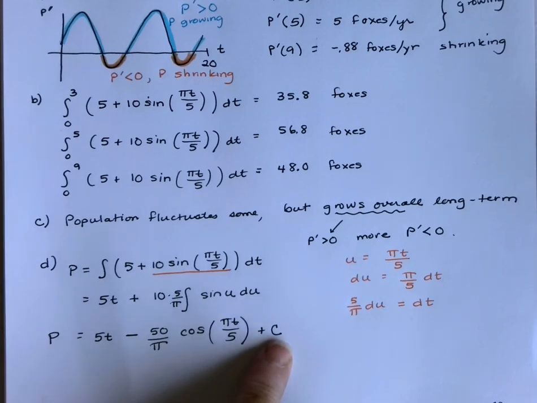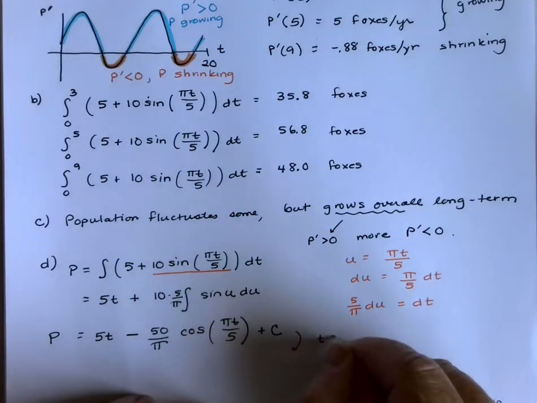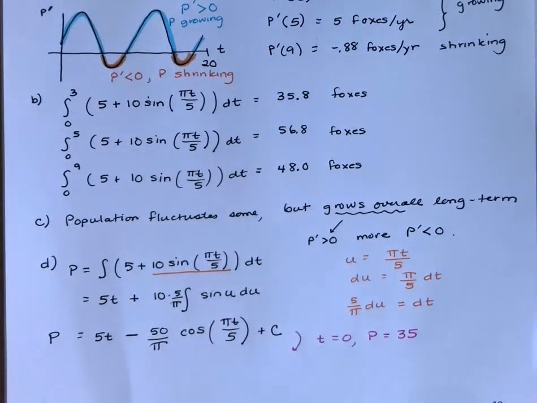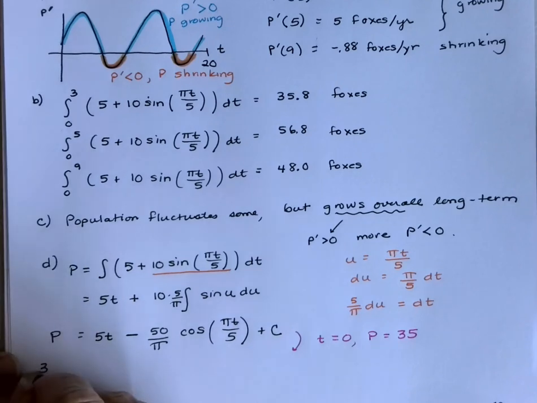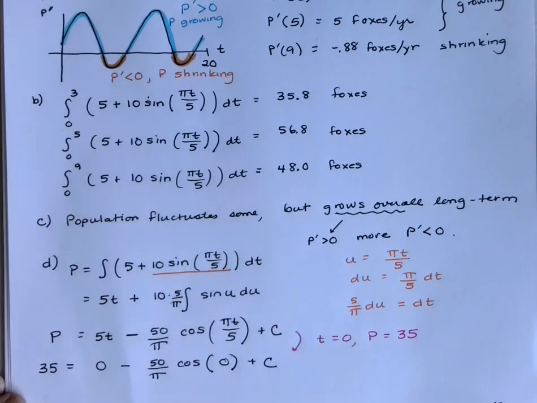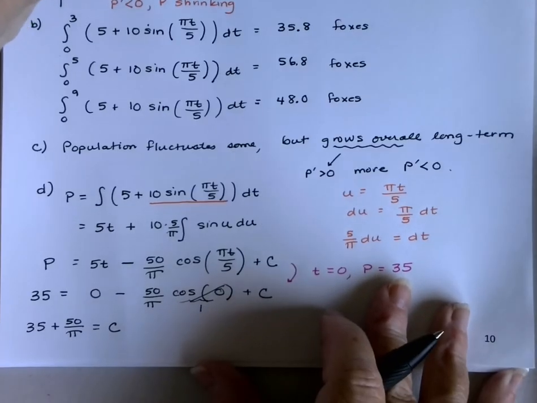Remember that we already knew that we started with 35 foxes. So I already know that at time 0, my population was supposed to be 35. So t is 0. Cosine of 0 is just 1. So I'd have 35 plus 50 over pi is my c value. You can get a decimal for that if you want, or you can just leave it like that.